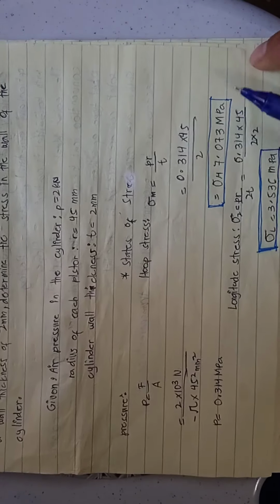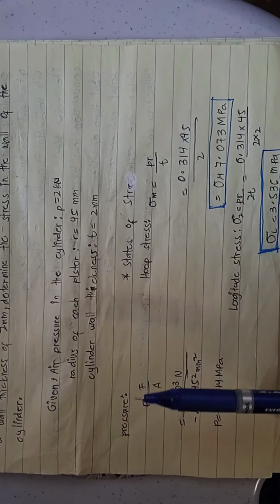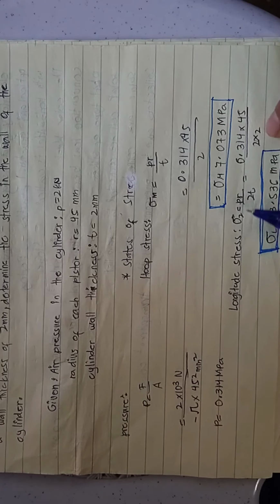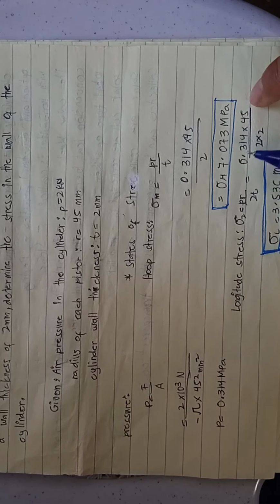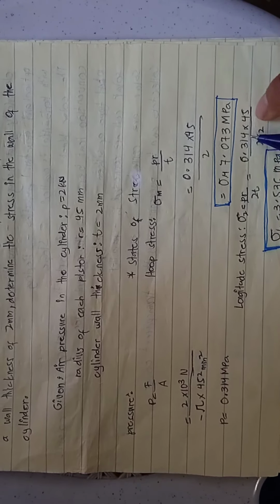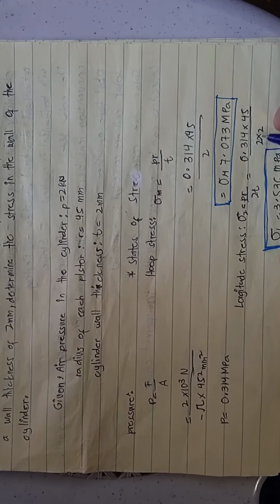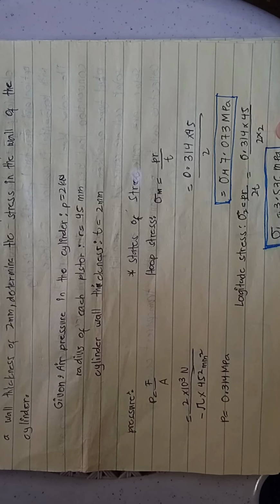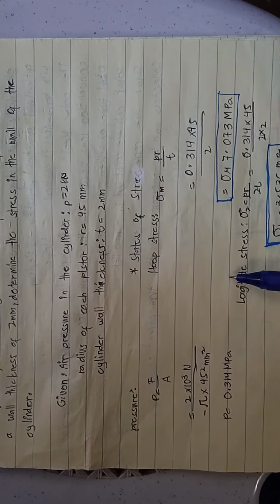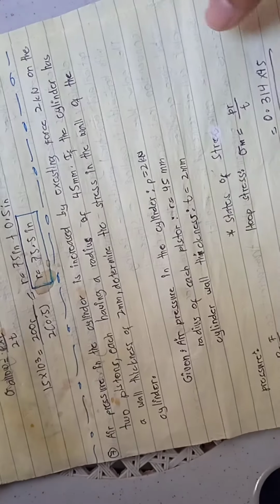7.073 MPa. So longitudinal stress is allowable 2 equals PR over 2T, equals 0.314 times 45 over 2 times 2. So allowable L equals 3.536 MPa. So ito po yung sagot natin sa number 7 problem. So proceed tayo sa number 8 problem.